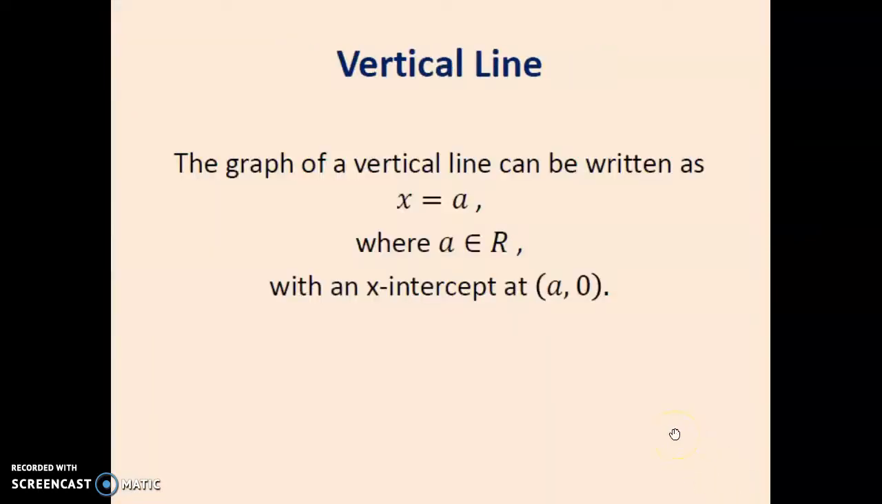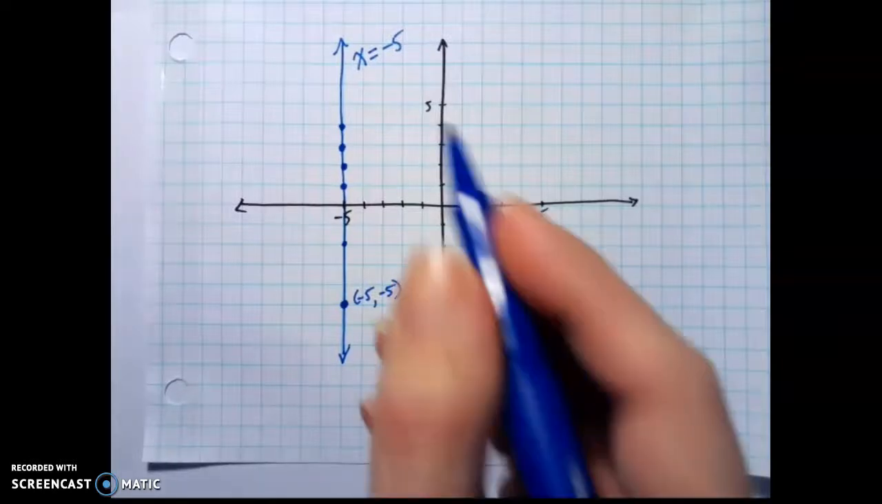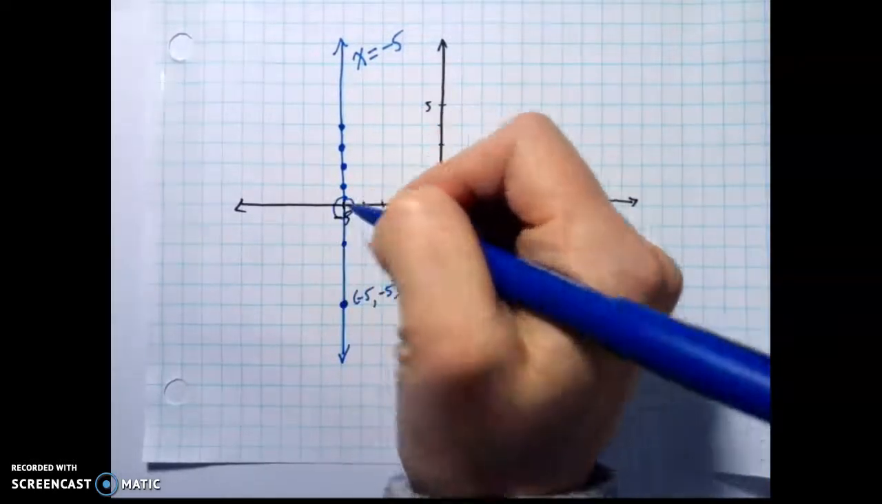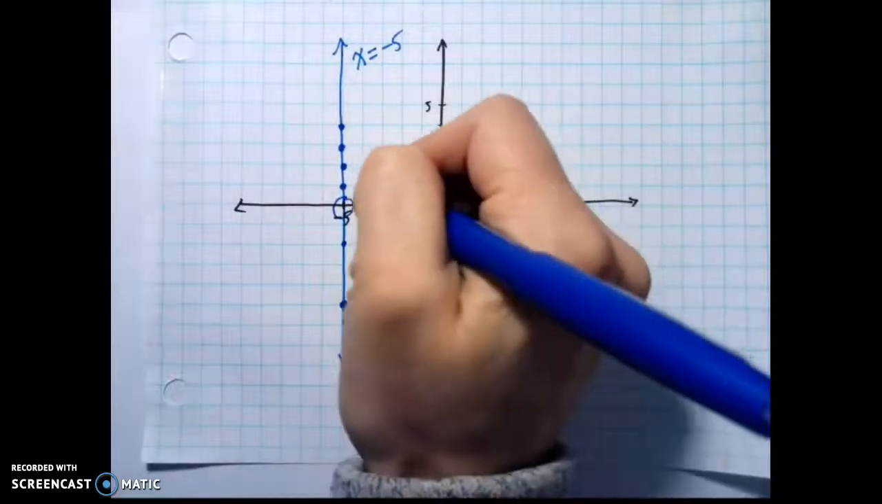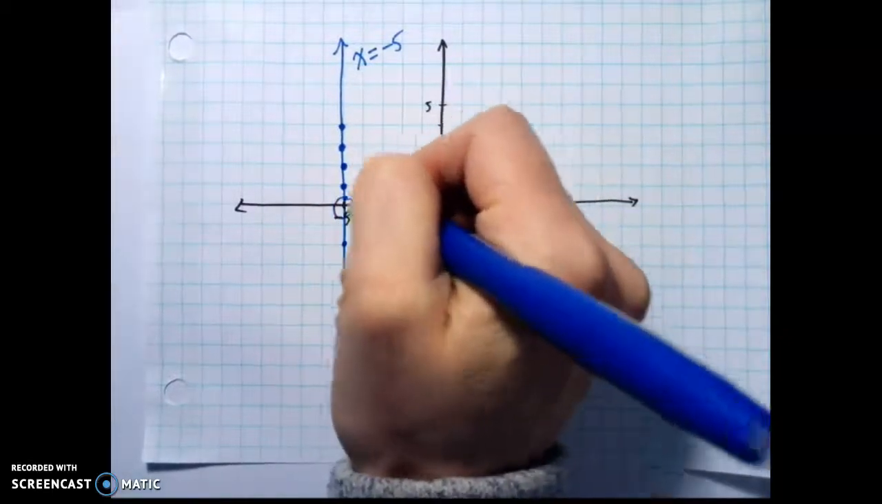All right, so our definition for a vertical line: the graph of a vertical line can be written as x equals a, where a is a real number, with an x-intercept at (a, 0). So whatever the number is here, that's your x-intercept. That's the place where your graph is going to cross the x-axis. In this example, this line hits the x-axis right at -5, so (-5, 0) would be the x-intercept.